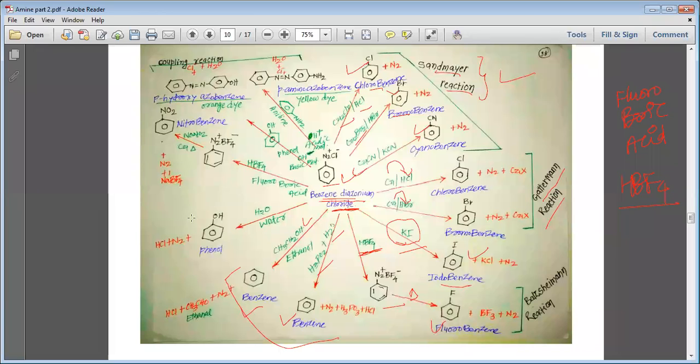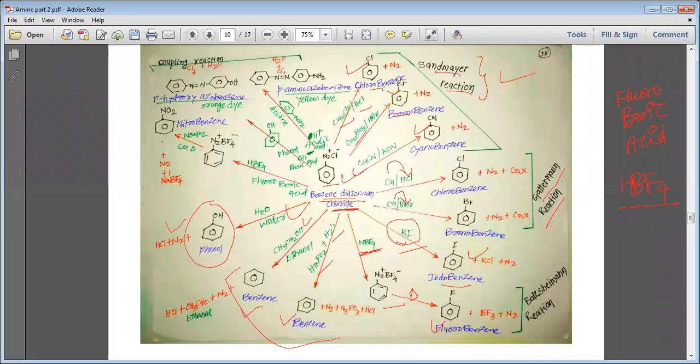We can even prepare phenol from benzene diazonium chloride by the reaction of water. So when benzene diazonium chloride reacts with water, it gives us phenol. When benzene diazonium chloride reacts with H3PO2 and ethanol, it gives us benzene.